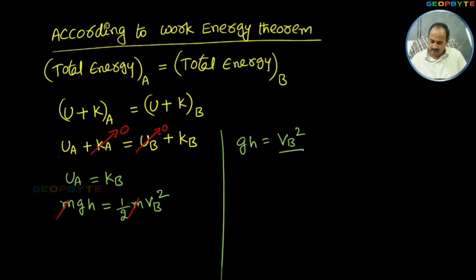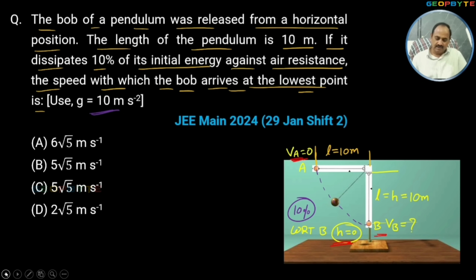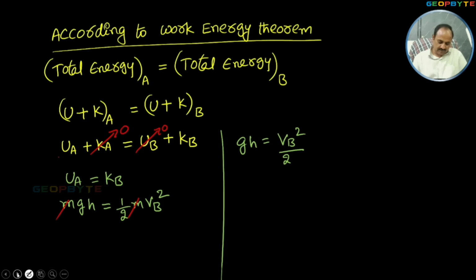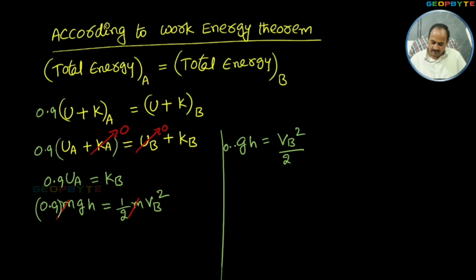VB square by 2. But the thing is, here 100% of the potential energy is not converted to kinetic energy, because it is clearly given that 10% of initial energy is lost against air resistance. So only 90% of energy is available for converting to other forms of energy. This is 0.9 times. You should be very careful. So 0.9 times.